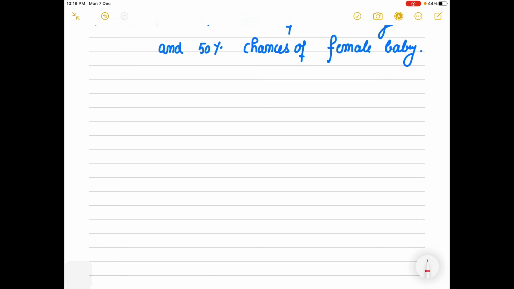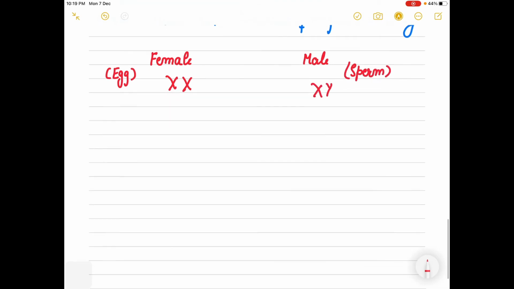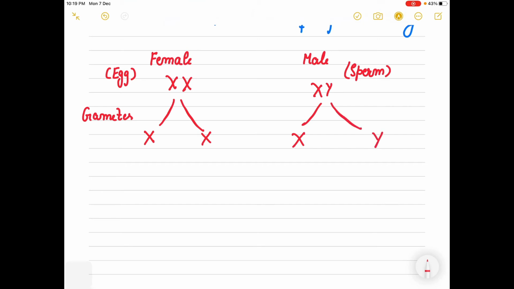Now, because it is a 3 marks question, what you have to draw here is the female and the male. The female has XX because the egg will have the XX chromosome, and the male has XY chromosome. Now the gametes which can be produced from this: the female is homogametic, and the male can produce two different types of gametes.